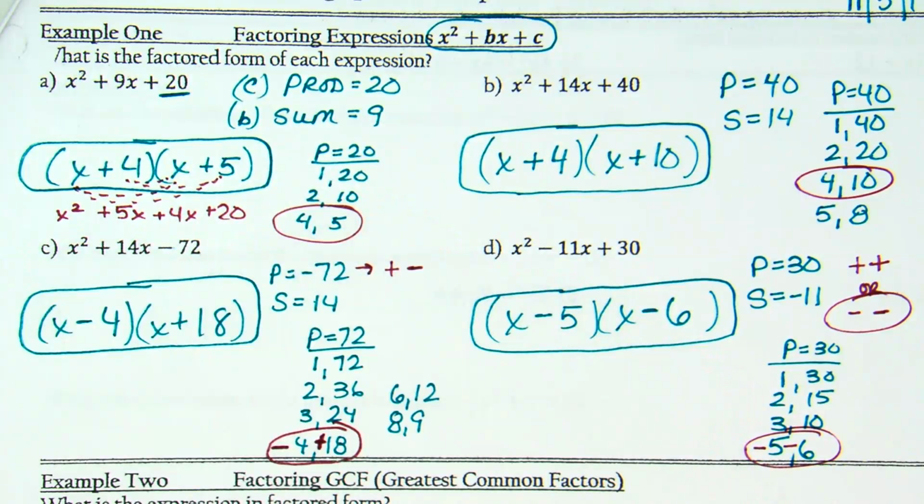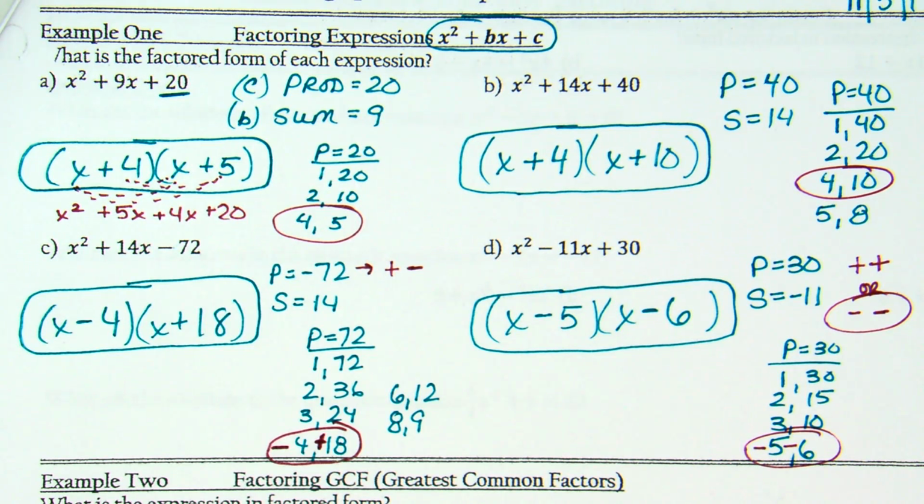So for C, it's positive 14 and then the negative 72, and then D it's the opposite. It's negative 11, positive 30. Will it always be positive and negative, and negative, negative if the negative and the positive are in the same place that they are in these two problems? Yes, I think so, for your understanding.